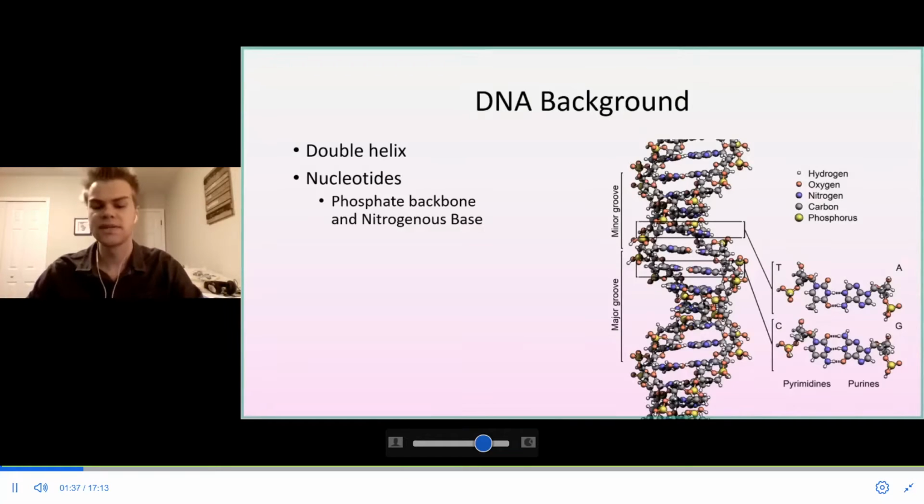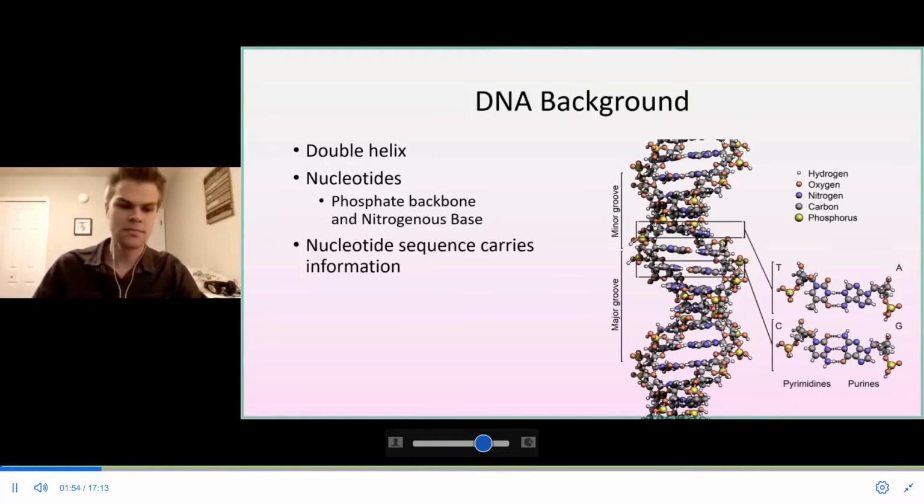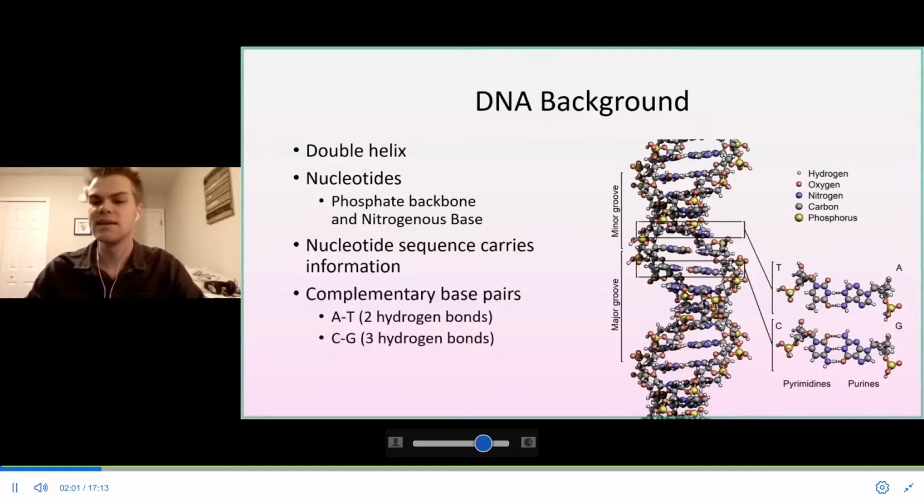So the sequence of nucleotides in the DNA molecule carries information that's important to cell processes. Most importantly, the sequence of amino acids that it needs to form proteins, which regulate all cell processes. And there are different complementary base pair combinations. So there are four types of nucleotides: adenosine, which is represented by an A, thymine, which is represented by a T, cytosine, C, and guanine, G.